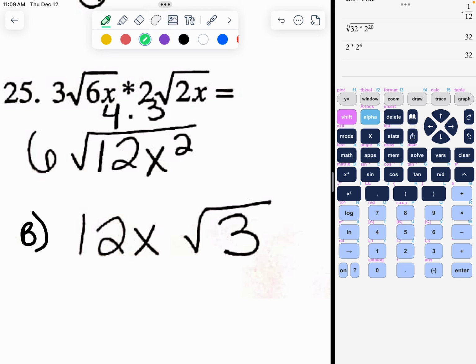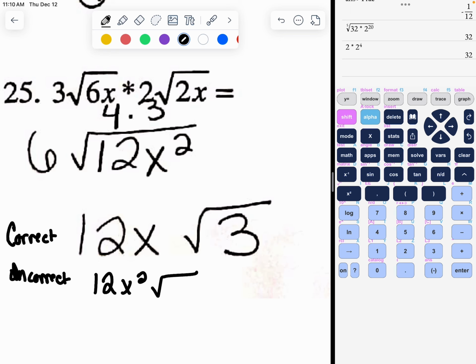But let's say a student is stuck and they forget the steps they need. I want to make sure I go over how you can use your calculator and the multiple choice to help you out. Because this would be the correct multiple choice option, I want to show you an incorrect choice. So this one is correct, and I'm going to show you one that's incorrect. That would be something like 12x squared, square root of 3x. That one would be incorrect.